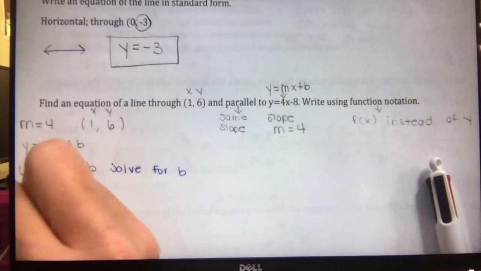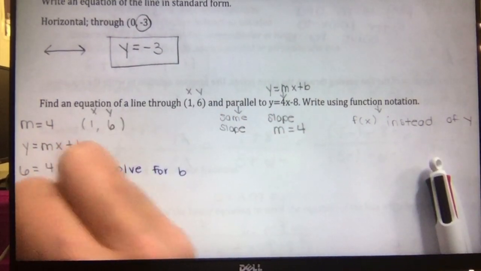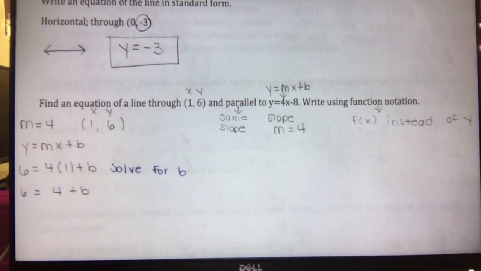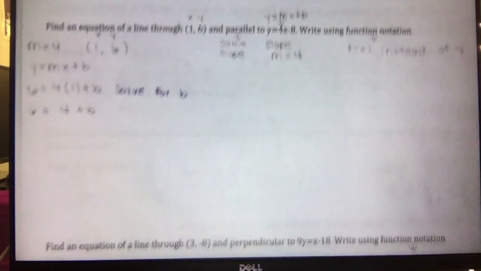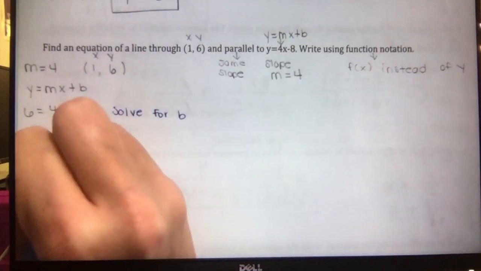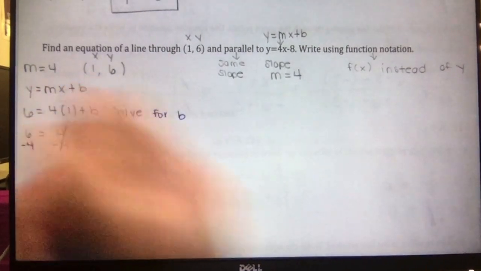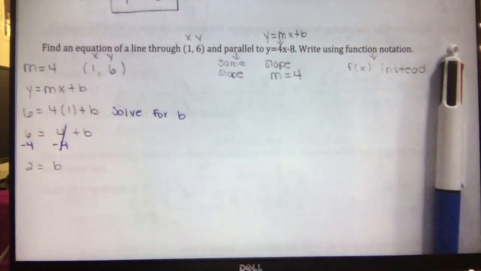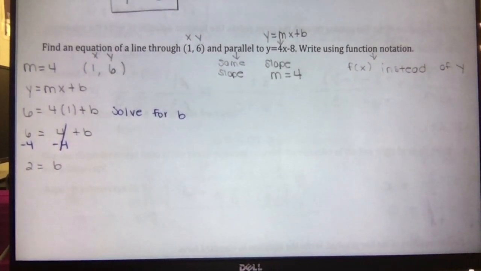So we have 6 equals 4 plus b. Help me out. How could I get b by itself? Minus 4. Perfect. Subtract 4 from both sides. So that way 6 minus 4 will give us 2. So that way I know that our b value is 2. So I know our slope is 4 and our b value is 2.